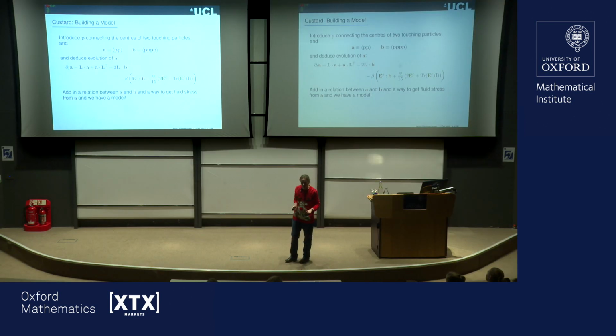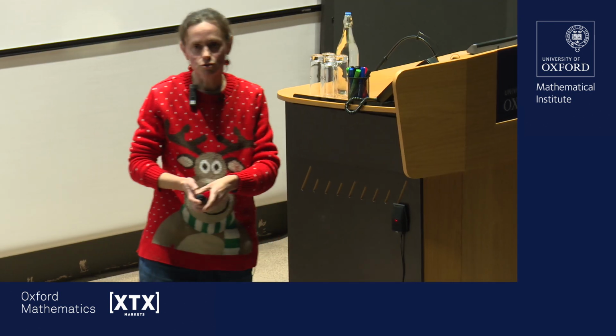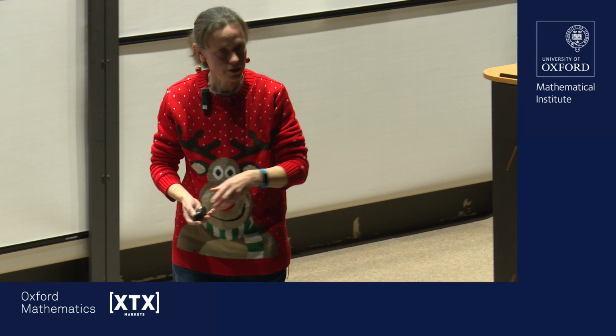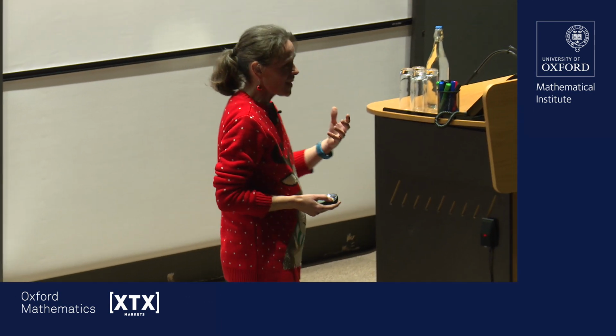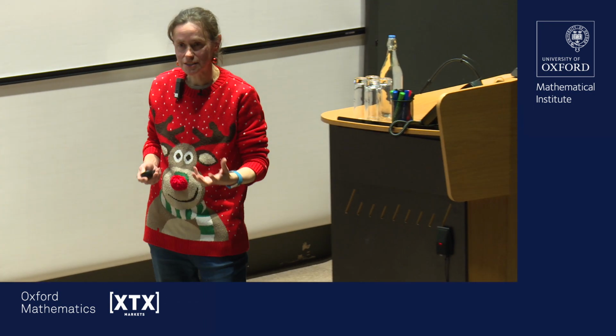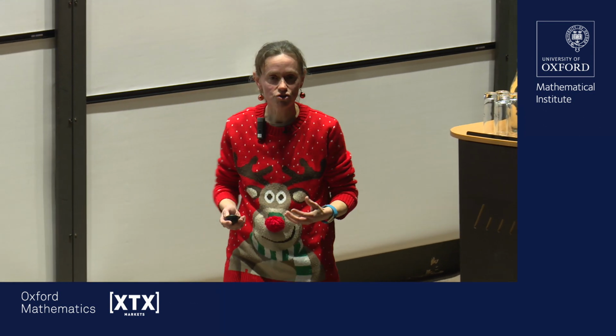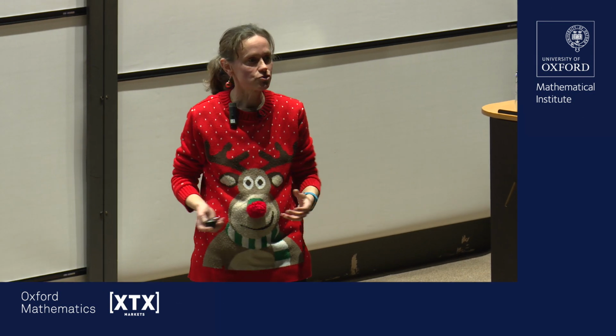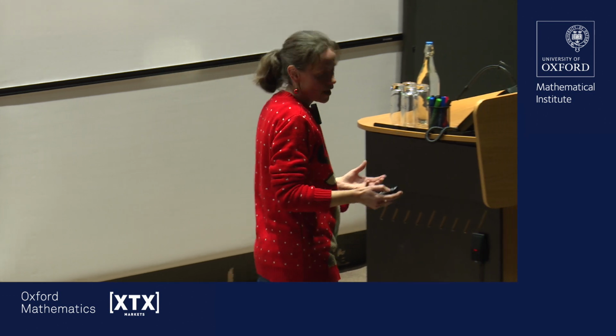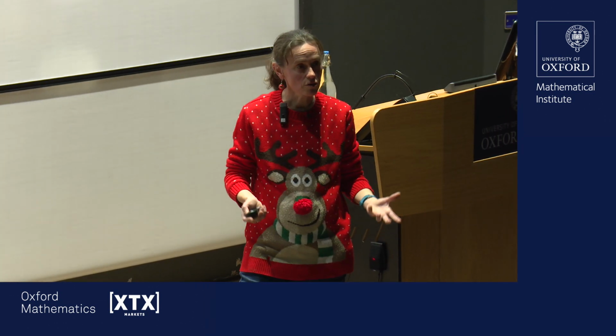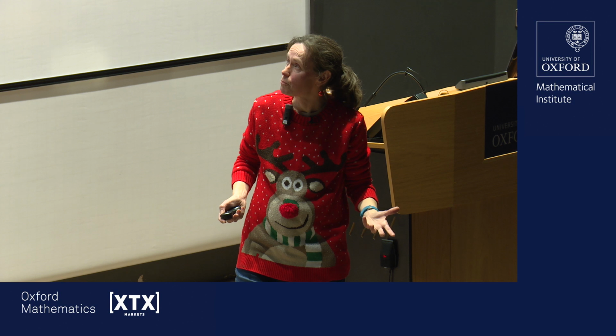You need a closure relation between A and B, which we were able to source from the literature. It's been around for a good 20 or 30 years. And you need a way to extract fluid stress from everything you've just got about the microstructure. But essentially, this tells you how the microstructure evolves. And from that, you can then build a whole model for how the whole fluid behaves.